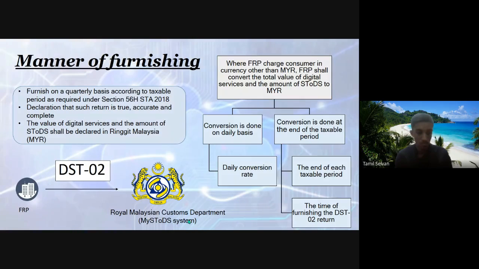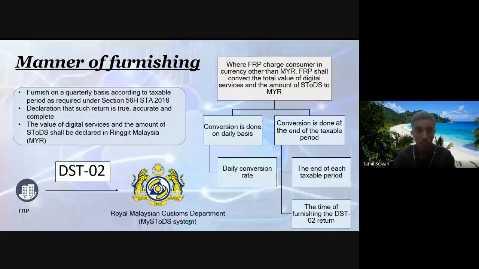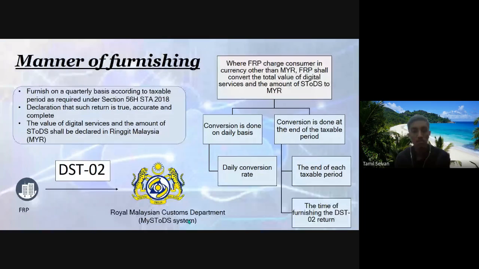Manner of furnishing. Furnishing on the quarterly basis according to the taxable period as required under Section 56H STA 2018, with a declaration that the specification is true, accurate and complete. The value of digital service and the amount of STODs shall be declared in Malaysian ringgit. So where the FRP charges the consumer in a currency other than Malaysian ringgit, the FRP shall convert the total value of digital services and the amount of STODs to Malaysian ringgit.